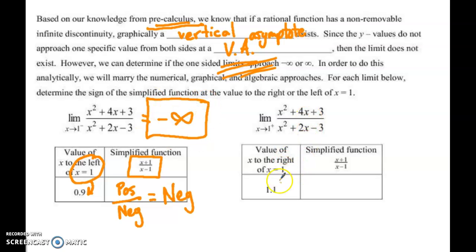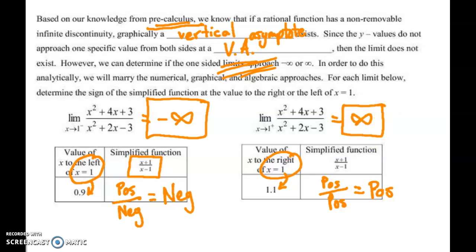So then on the right side, pick a number to the right of x equals 1. And again, don't actually figure out what the number is. Just say, well, 1.1 plus 1 will give me a positive. 1.1 minus 1 will give me a positive. A positive over a positive is positive. So this answer is positive infinity. And I'm going to stop, upload, and create a new video to finish these notes.